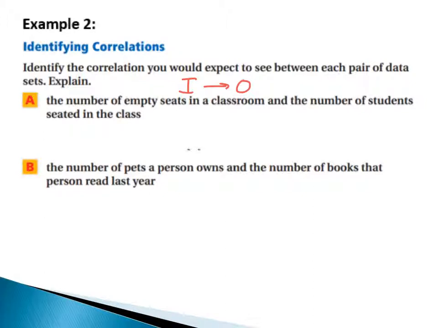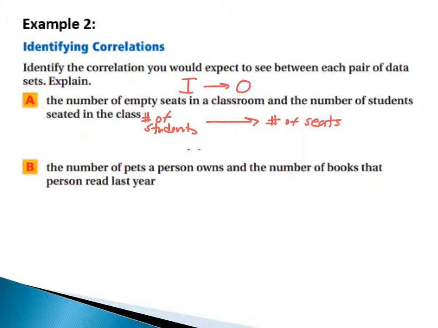So the first one, we have the number of empty seats in the classroom and the number of students seated in the class. So which one's going to depend on the other? Think about which one, if I think of my arrow here, which one would be my input? Which one would affect the other? Well, if you think about it, the number of empty seats is not going to affect the number of students, but the number of students is going to affect the number of empty seats. So the way I'm going to do this is I'm going to think of the number of students, and I want to think about how that's going to affect the number of seats.